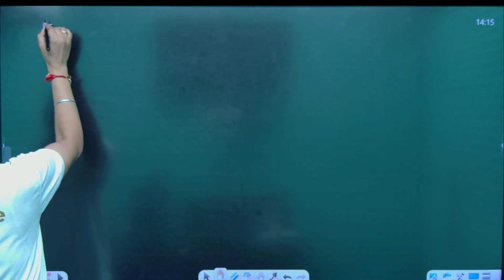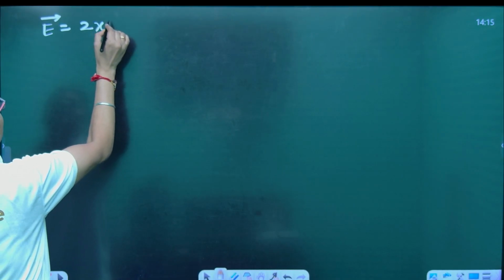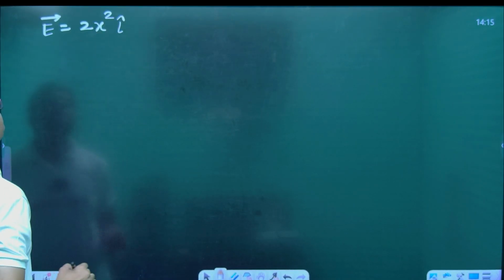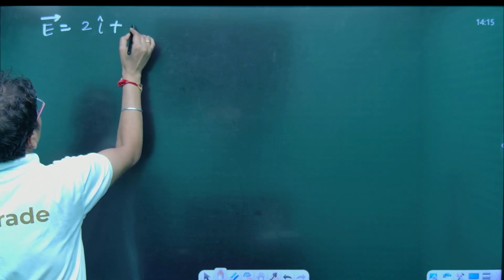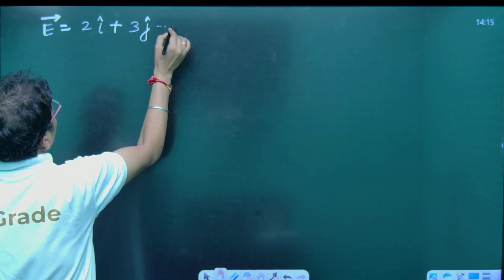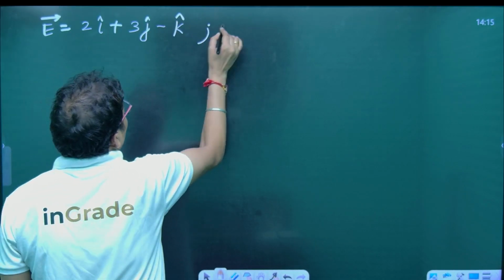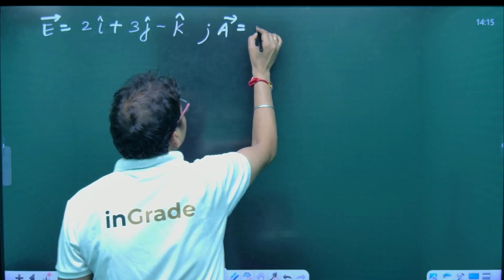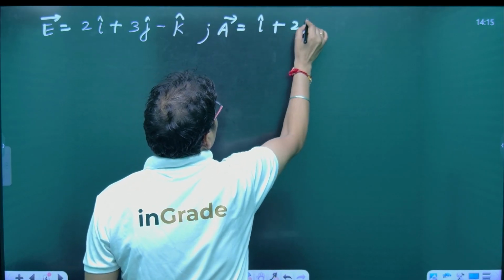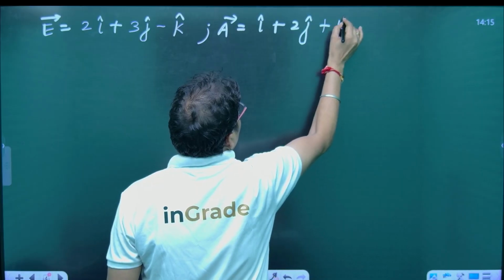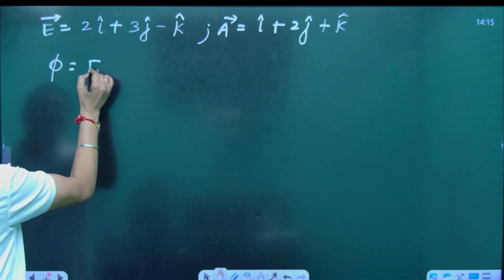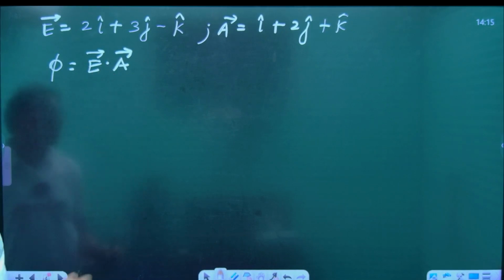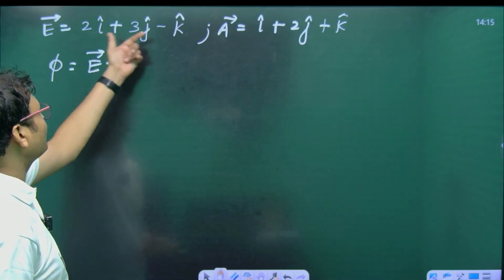Let us say the electric field is constant, 2i cap plus 3j cap minus k cap, and the area vector is given by i cap plus 2j cap plus k cap. What is the flux? That is the dot product of the electric field vector and the area vector. You know how to take the dot product.